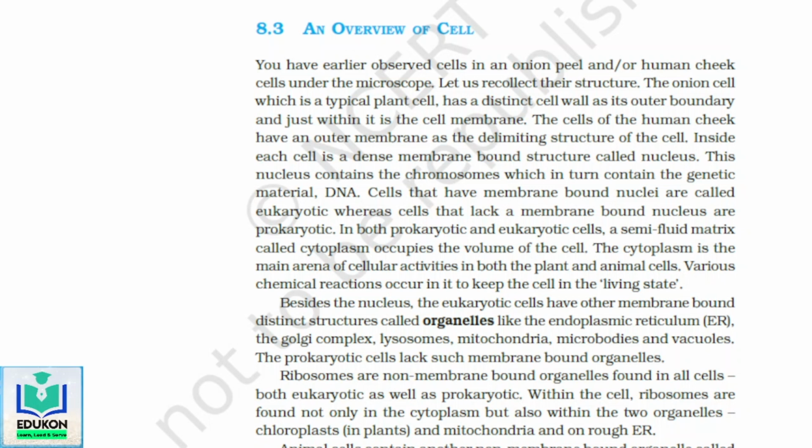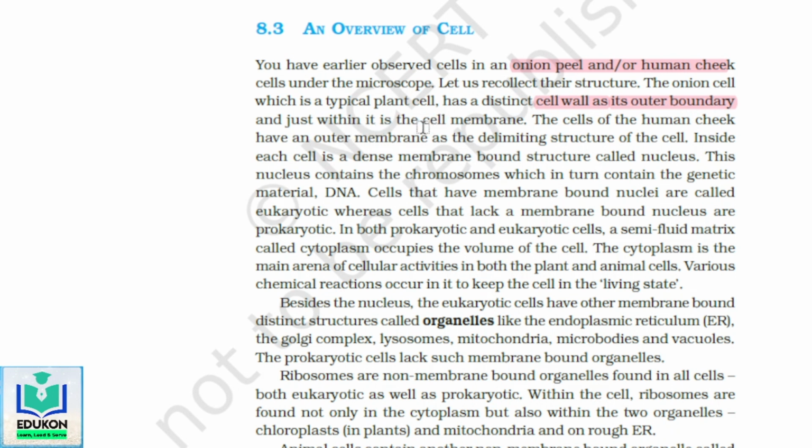Today in this video, we'll learn about 8.3, an overview of a cell. Before we learn about the discovery of a cell, about scientists and cell theory, we'll look at this section. You have earlier observed cells in an onion peel and a human cheek under the microscope. Onion cells are plant cells, so they have a distinct cell wall as their boundary. Remember this.